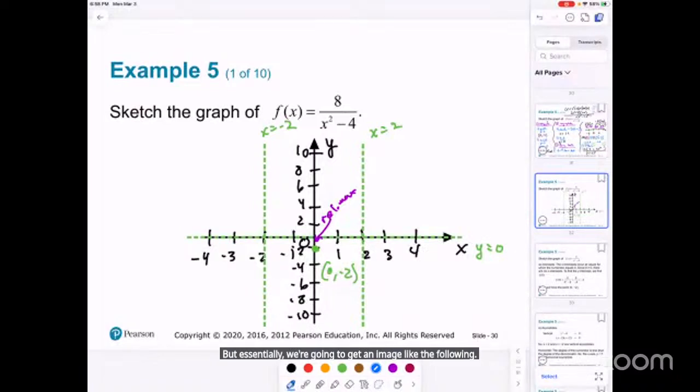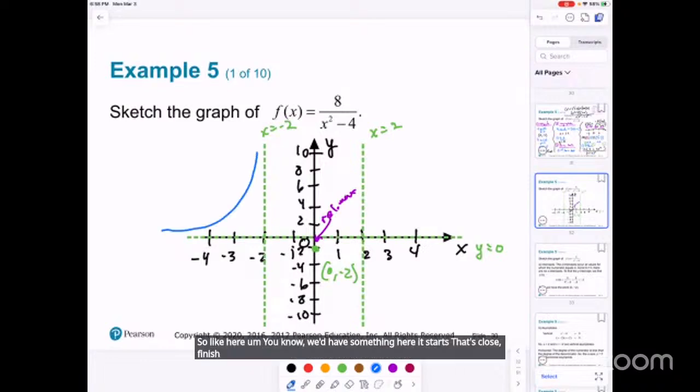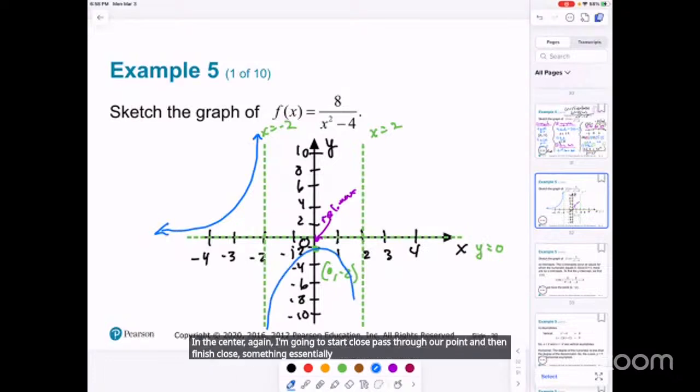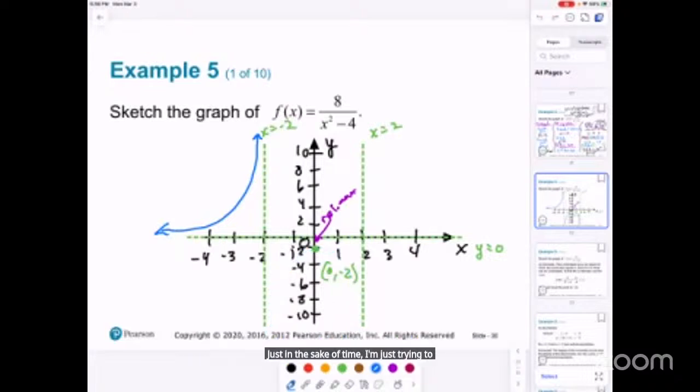So like here, we'd have something here. It starts close, finishes close. On the far left, I'm starting close to the asymptote. If we choose a few additional points, we can plot them, and then I finish close to the asymptote. In the center, I'm going to start close, pass through a point, and then finish close. Something essentially like that. A few additional points will help this. Just for the sake of time, I'm just trying to pull it together.